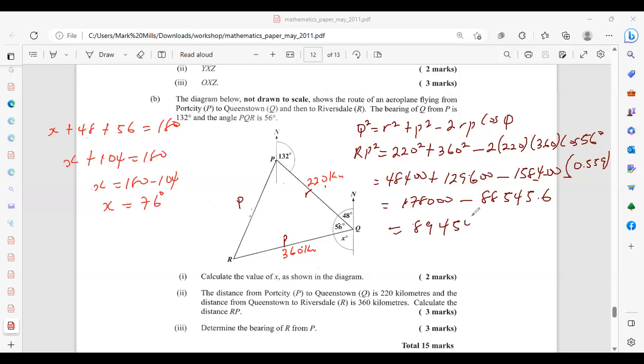454.4. Yeah, 454.4. Okay. So you're going to find RP squared. Remember, it's RP squared. So RP now is going to be the square root of the same thing. 89,454.4. $299.08. Yes, that is it.